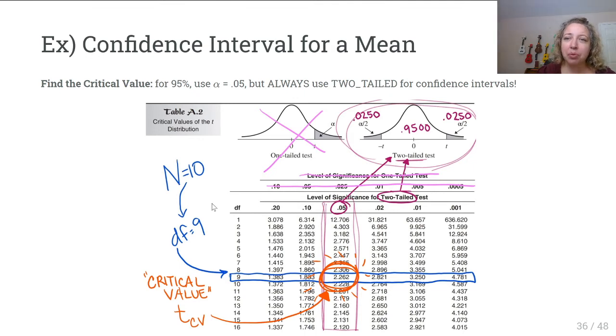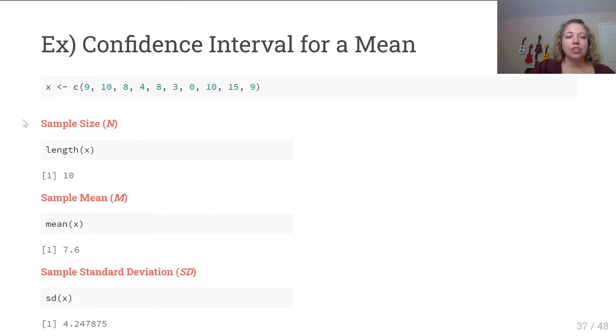And this is the same number we found before, 2.262. That was our critical value for an alpha 0.05 test. It's also our critical value for the 95% confidence interval when we have 9 degrees of freedom, or a sample size of 10. So we used R before to find that our sample had 10 observations in it with an average of 7.6 and a standard deviation of 4.25. Those were numbers that we calculated based on the sample.